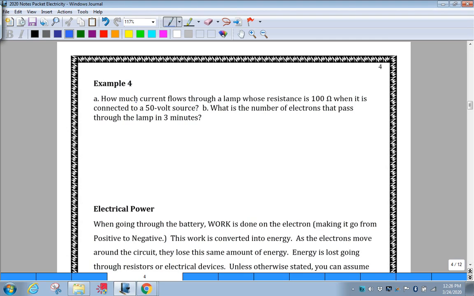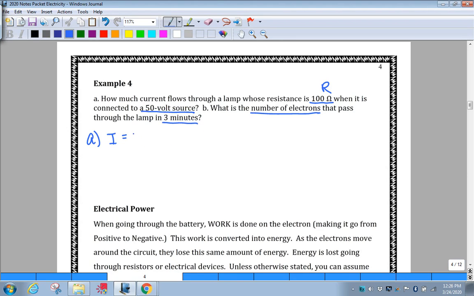Okay, so example 4 says: how much current flows through a lamp whose resistance is 100 ohms, so that's R, when it's connected to a 50 volt source? What is the number of electrons, part B, that pass through the lamp in 3 minutes? So we have a part A and a part B to this question. We'll start with part A, where we're looking at current.